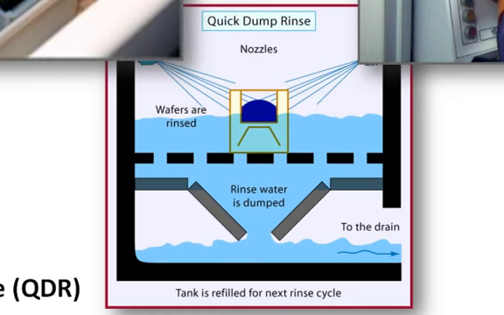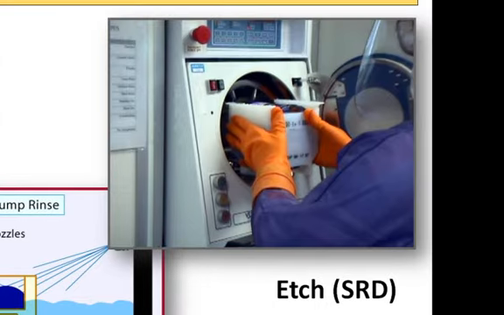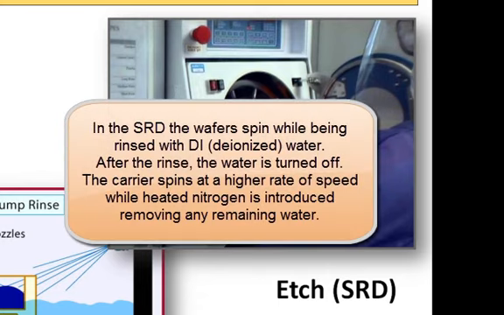After the QDR, and before the wafers can be processed further, they must be thoroughly dried. The presence of water, even in minuscule amounts, will interfere with future processing. Typically, the wafers are placed in a spin rinse dryer, or SRD, where they are rinsed again and then dried. The SRD's operation is similar to a centrifuge. The wafer carrier is placed in the machine and rotated while being rinsed with deionized water. After the rinse, the water is turned off, and the carrier continues to spin but at a higher rotational speed. Heated nitrogen is then introduced during the spin, removing any remaining water on the wafer.